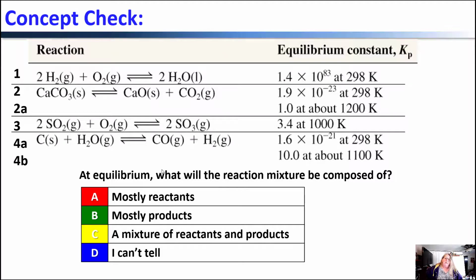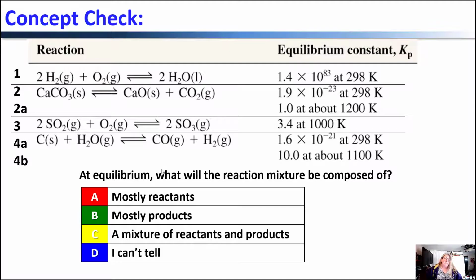Okay, so coming back, we're looking at hydrogen gas and oxygen gas, the first reaction, going into water. And at 298, so roughly room temperature, we have 10 to the 83 as our K. So that is going to be mostly product. We're going to have very little hydrogen and oxygen gas left at the end. Most of it's going to go into water.